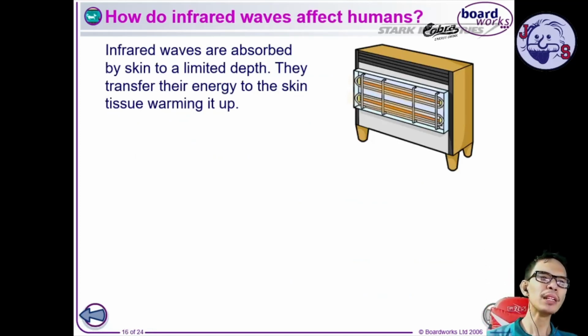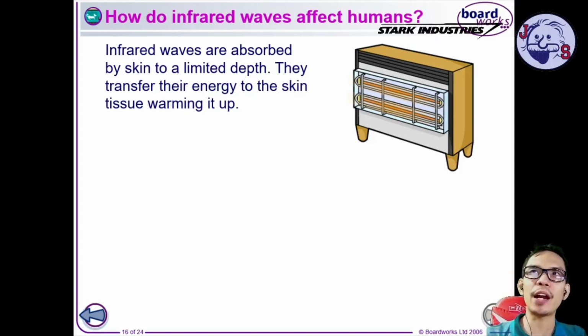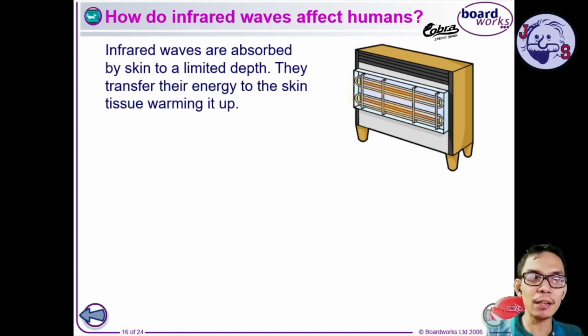Now, infrared rays are absorbed by the skin, but they don't go very far, not farther than the muscle. They transfer their energy. Again, the idea is that when something is absorbed, there is a transfer of energy happening.